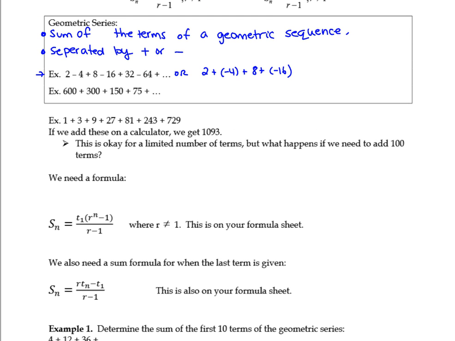So let's look at this sequence right here. 1, 3, 9, 27, 81, and 729. If we use our calculator and added those together, you could do that. So I just wrote down the answer, 1093, right? We know how to add terms together. That's okay, again, if we're adding only a small amount of terms. If we want to sum 50 terms in a geometric sequence, that's a waste of our time. It's very cumbersome. So we need two formulas.